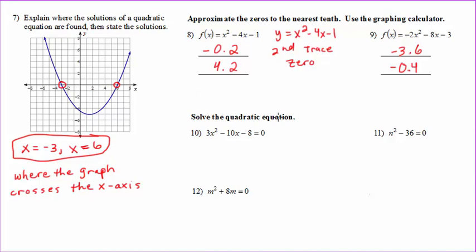Okay, solve the quadratic equation. We want to factor on 10 through 12 and then set our different parentheses equal to 0 so we can solve. So on number 10, I'm going to use slide and divide. That's personally how I like to factor things like that. And so to do that, you take the first number and you slide it to the last number. And we're ignoring for now that this says equals 0. We'll bring that back in later.